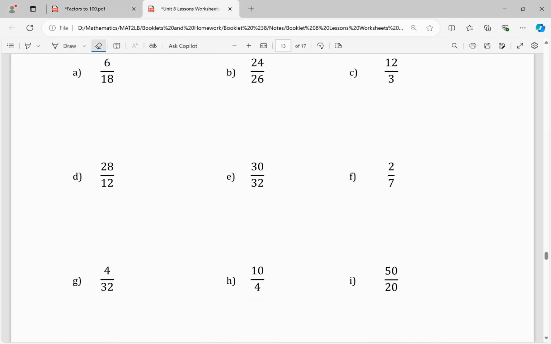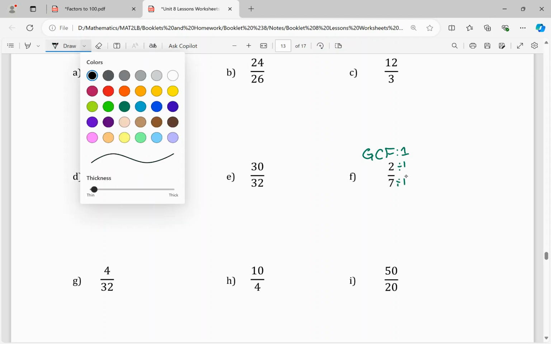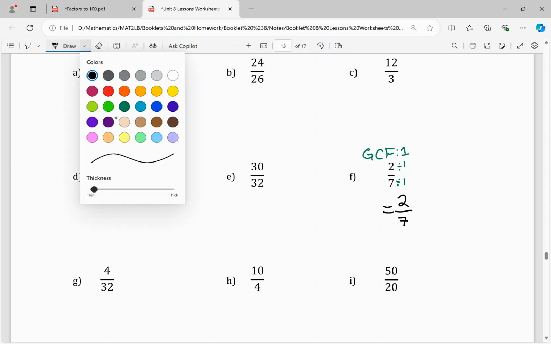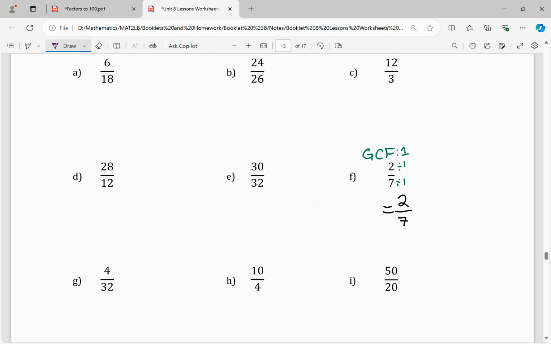So technically what that means is, well, I would need to take the 2, divide it by 1, and take the 7, divide it by 1. Now, anything divided by 1 is equal to itself. 2 divided by 1 is 2. 7 divided by 1 is 7. So nothing has changed, right? I did all of this work and I end up with the exact same fraction that I started off with. So in the future, if the largest number that they have in common, if the greatest common factor is equal to 1, then you are already in simplest form.